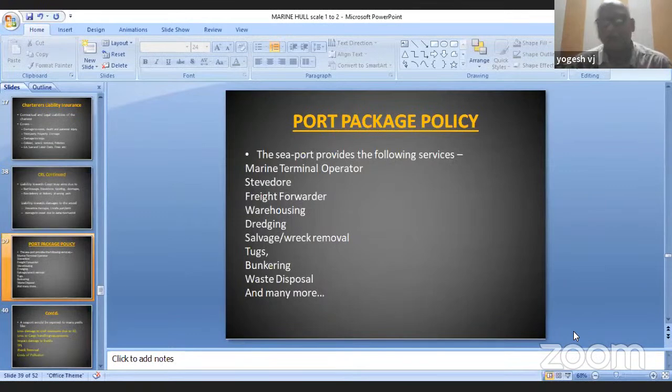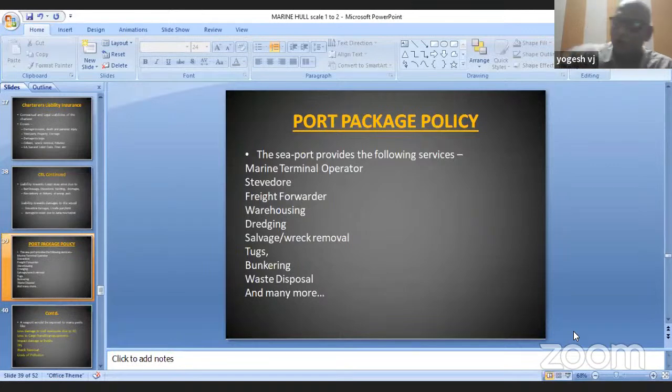Now, this is a specific kind of policy, and there was a year when a question on this particular policy was asked. Okay, port package policy. Whatever operations are going on at the port are covered under the port package policy. The one who places cargo up and down at the port is called the marine terminal operator, MTO. The person whom he hires to do that is called a stevedore.